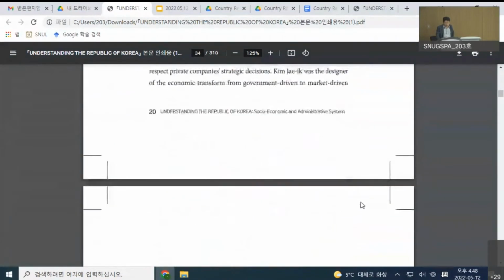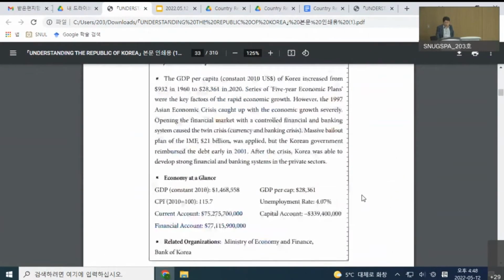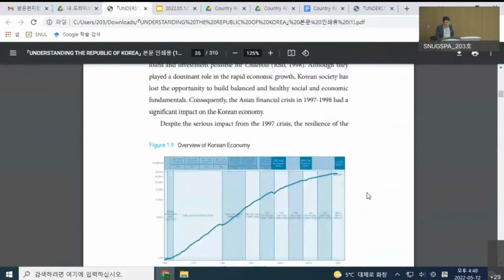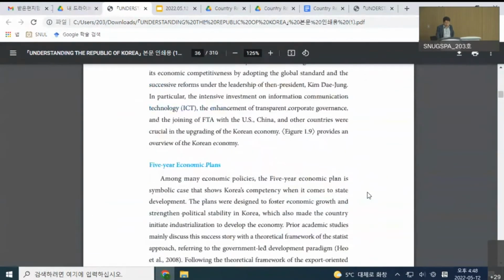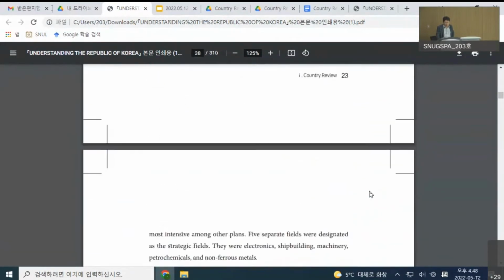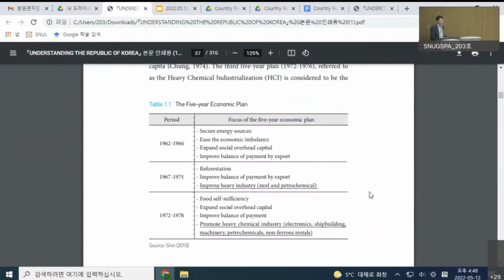Okay, let's move on to the economy. The South Korean economy is really terrible. But before talking about the secret of the economic development, we have to talk about this one, the 5-year economic plan.